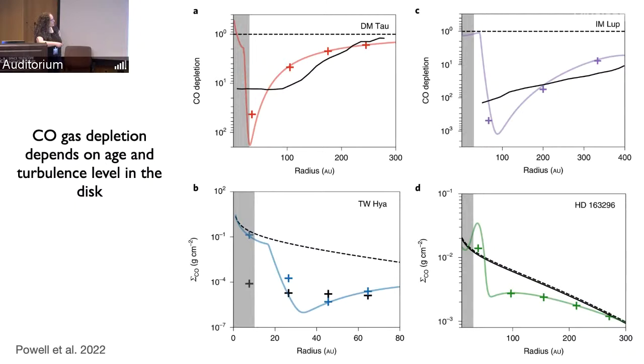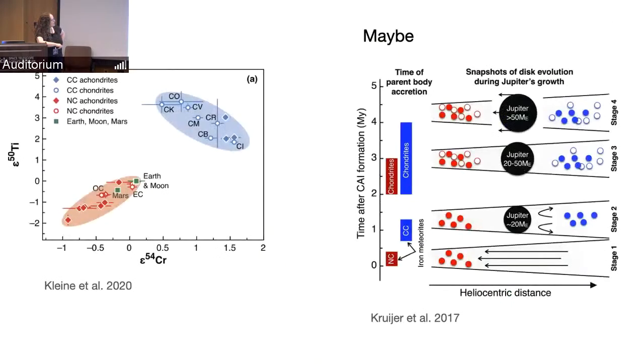And the reason I'm showing this at this point is that these all look different, and it depends on the age and on the turbulence level in the disk, all within reasonable ranges. But the whole thing is a big mess. Okay, one last mess that I don't have time to go into.